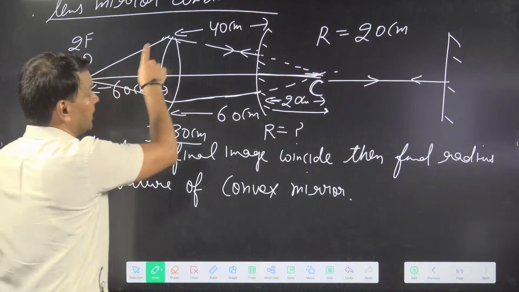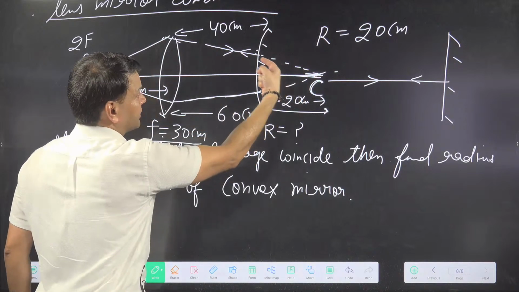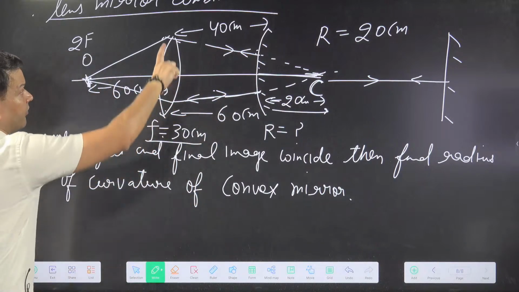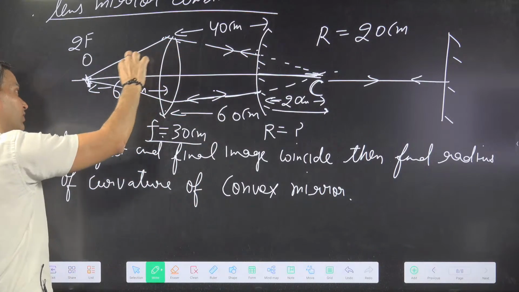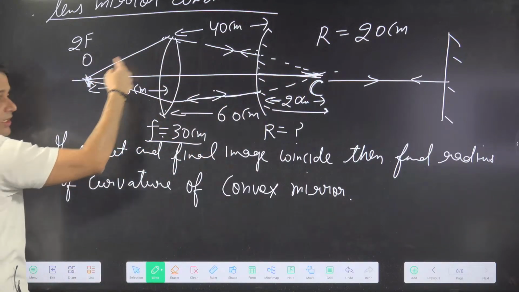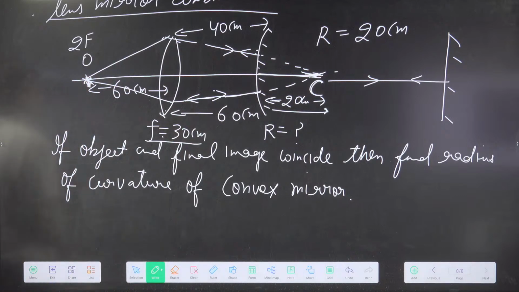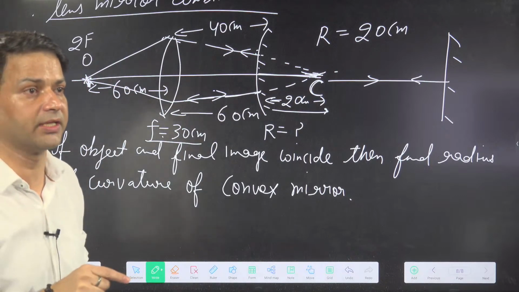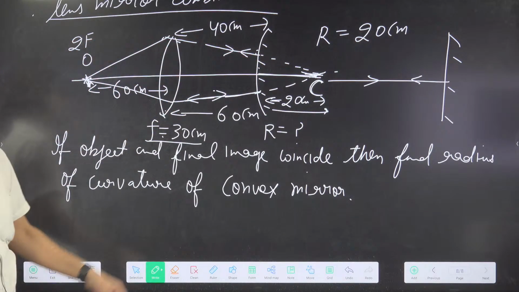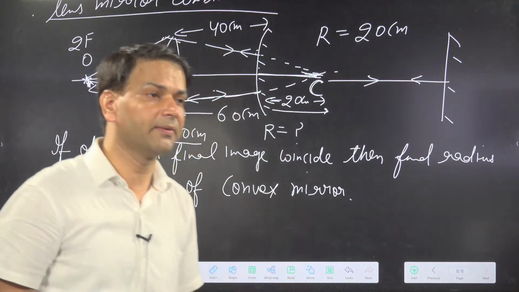Now what will happen? After the first refraction it goes toward 60. Now it is a normal incidence, so it will go back along the same path. Again it will fall on the lens, and taking this as the object at 60, it will form the image at 60. So the final image will be formed at the same point where you placed the object. Why? The light ray goes back along the same path. So for the mirror, it has to be normal incidence. Okay.